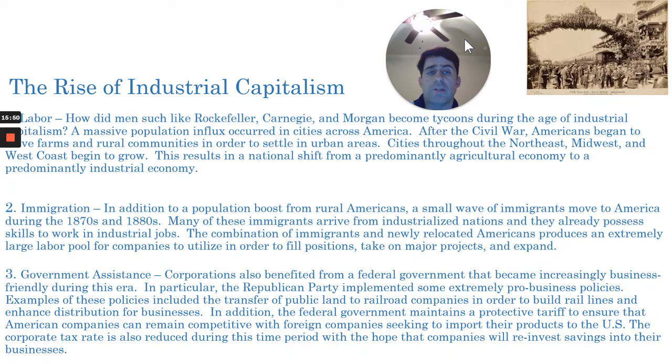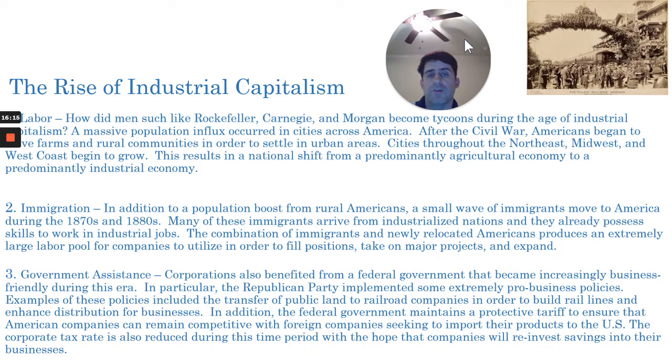As a result, the combination of both immigrants from industrialized nations as well as newly relocated Americans from the rural communities produces an extraordinarily large labor pool for companies to utilize in order to fill positions, to take on major projects in terms of producing their products and in terms of expanding.